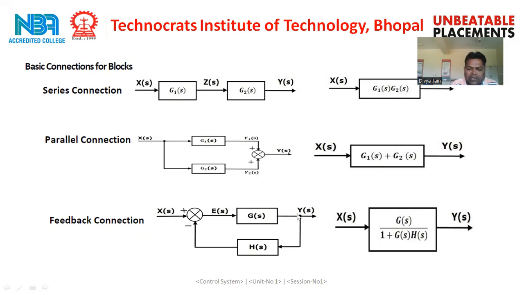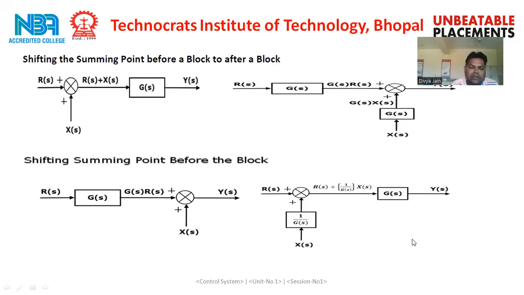In the feedback connection, the feedback path flows from output to input. So the overall transfer function of this feedback closed loop system, G(s), is the forward path divided by 1 plus, because the feedback sign is negative, the result will be the opposite: 1 plus G(s) forward path multiply feedback path.